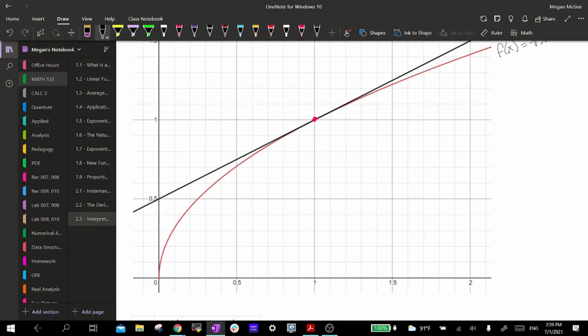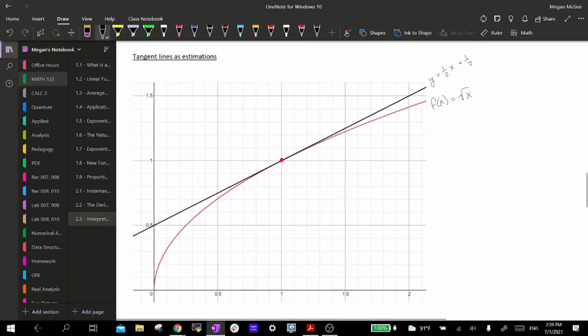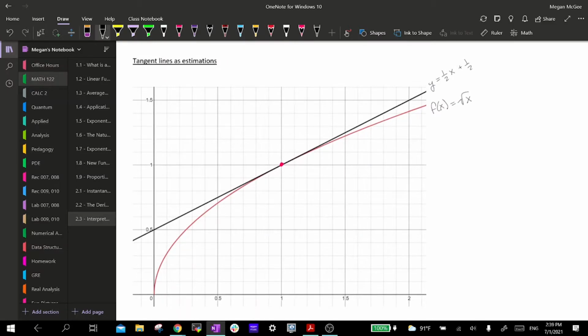Alright? So what we know, the relationship between our function and this line, is that the derivative of our function f of x is the slope of the tangent line.